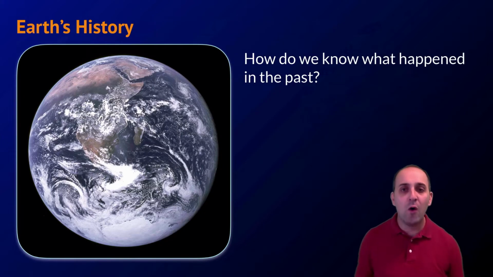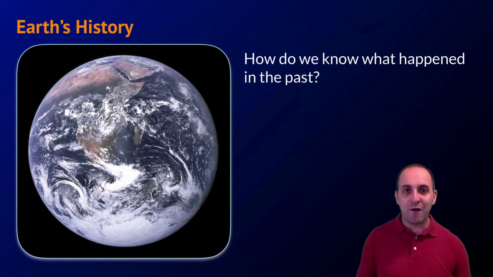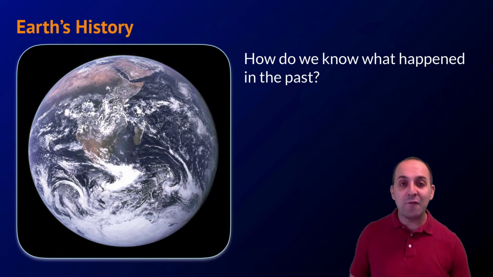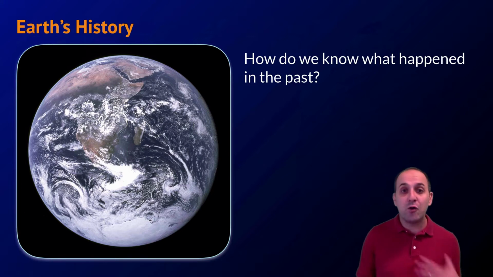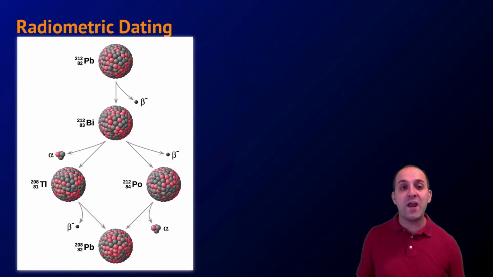How do we know what has happened in the past? There are many different ways that people collect evidence about what has happened in Earth's history before right now. There are many different ways of dating geological events. I could give an entire course about the different methodologies that are used in order to do this. I'm only going to focus on one methodology, which is radiometric dating.